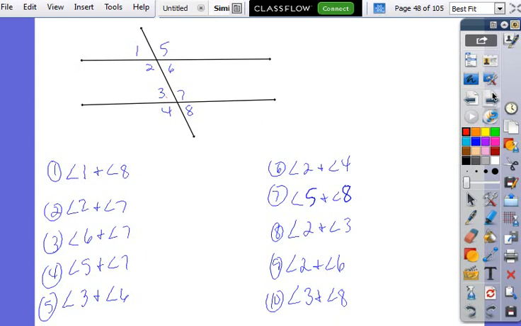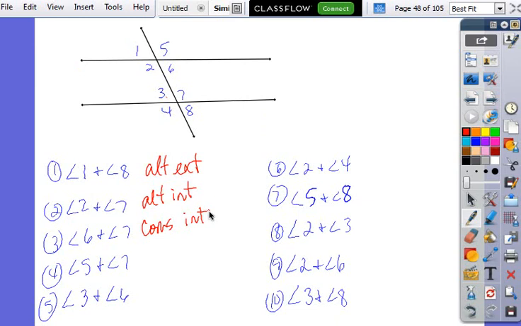What are 1 and 8? Alternate exterior. 2 and 7. Alternate interior. 6 and 7. Alternate interior. All right, now when we say consecutive, we need to say consecutive interior or exterior. I know I didn't have it on the definitions of them, but let's try to say it. 5 and 7. Corresponding.